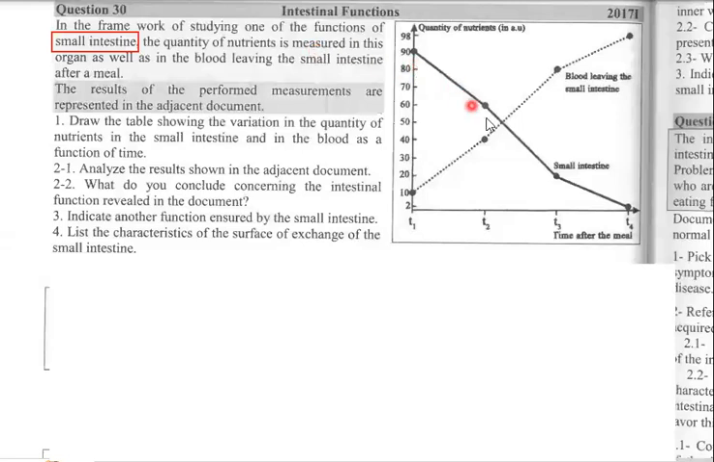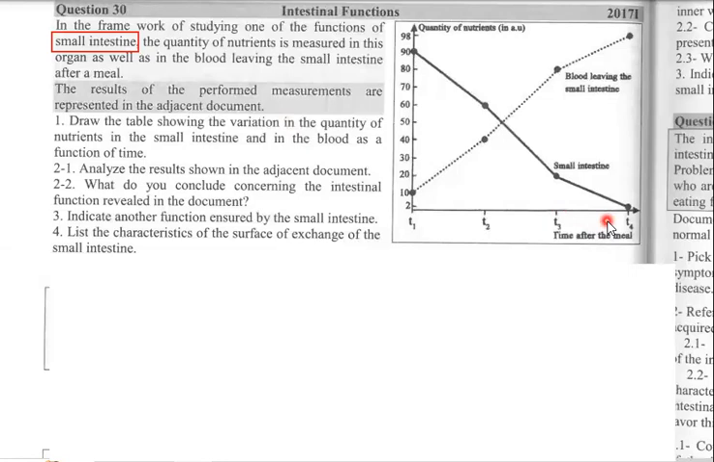So as you can see, we have two graphs showing. This one is showing the quantity of nutrients in the small intestine. The second one is showing the quantity of nutrients in the blood leaving the small intestine after a meal. Draw the table showing the variation in the quantity of nutrients in the small intestine and in the blood as a function of time.